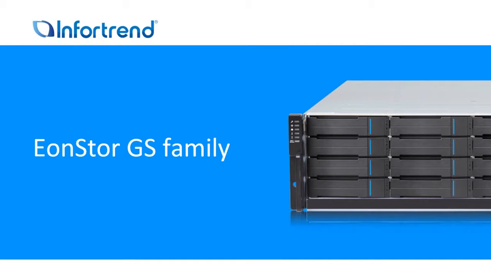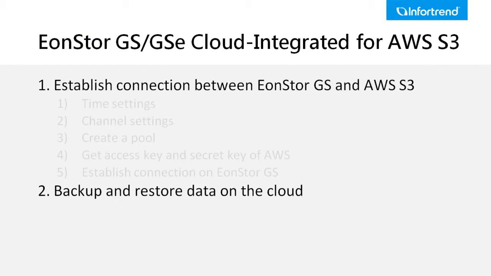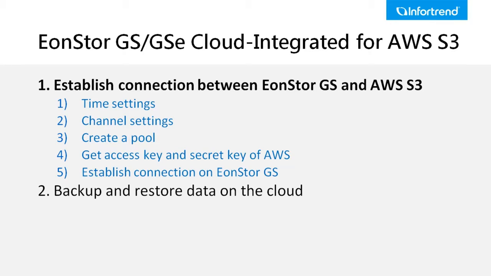Infortrend EonStor GS family product is a unified storage system that integrates file level, block level, and cloud gateway into one single system. This video is separated into two parts. The first part will demonstrate how to establish a connection with cloud storage service providers, including setup of software and hardware for EonStor GS storage system and access settings for the AWS S3. The second part is hands-on operation on how to back up and recover data stored on the AWS S3 cloud. Let us start from the first part.